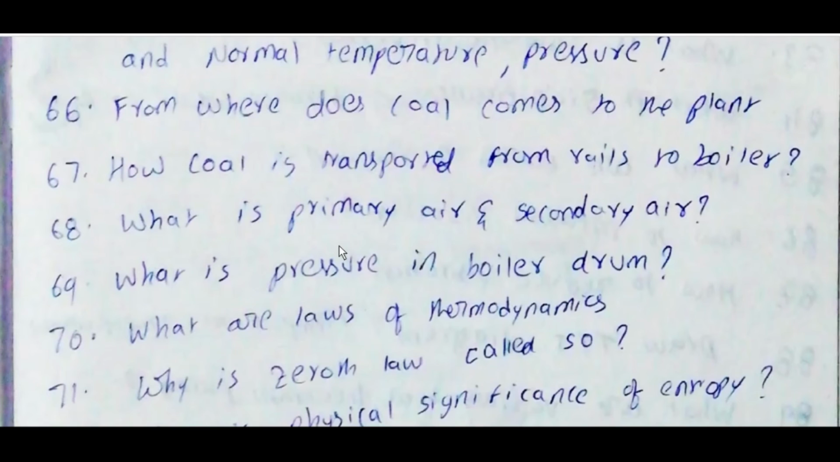How is coal transported from rails to the boiler? Coal is unloaded from wagons onto a moving underground conveyor belt. It is taken to the crusher house and crushed to a size of 20 mm.